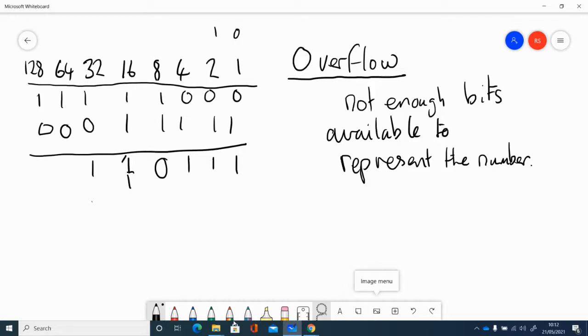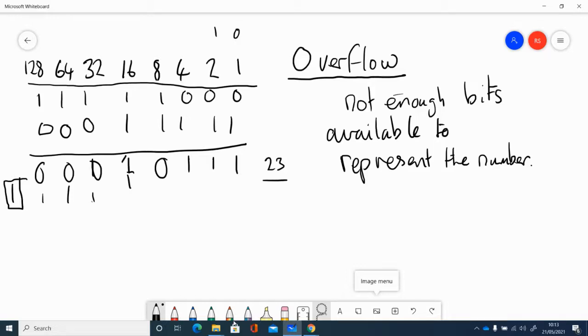1 and 1, and our carried 1 is 0 carry 1. 1 and our carried 1 is 0 carry 1, and 1 and our carried 1 is 0 and carry 1. So the answer that we've got is now 16, 20, 22, 23. Well, 23 is not the correct answer for adding together these two numbers, because we started off with something in the 128 position here. So an error has occurred. We lost that bit off the end. So it's called overflow if you don't have enough bits to represent the number that you want to represent.